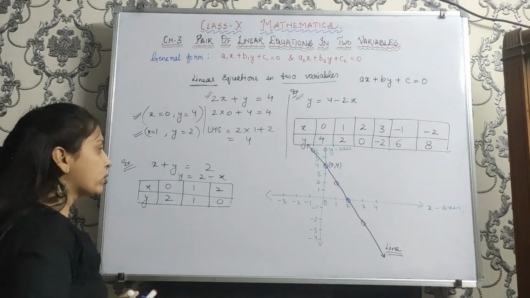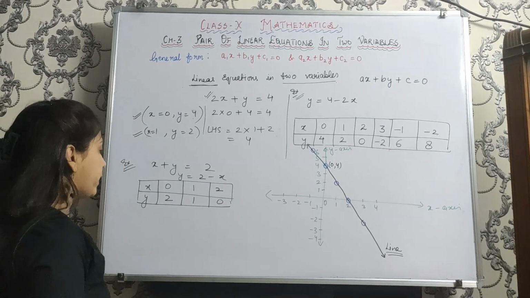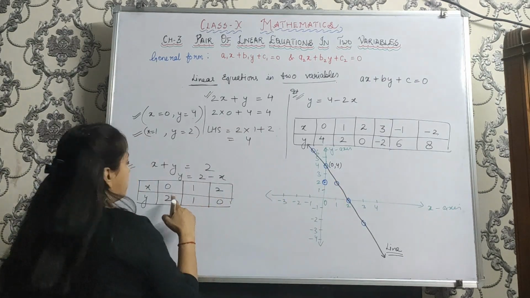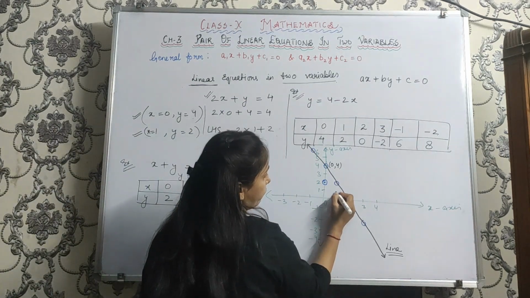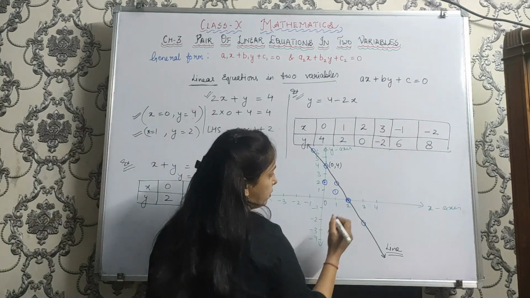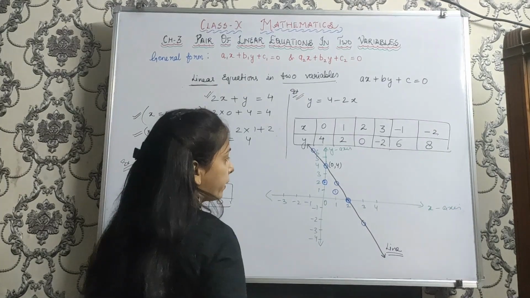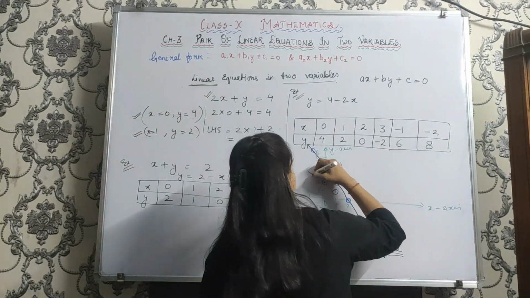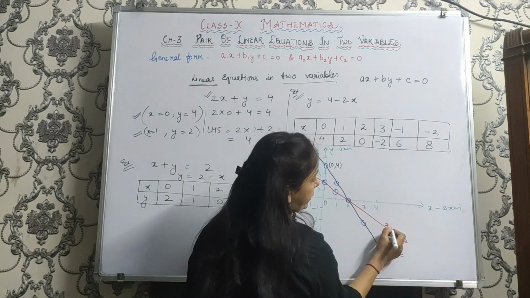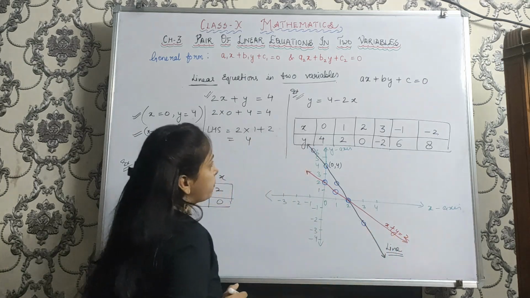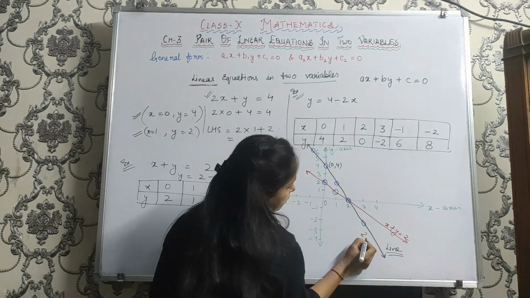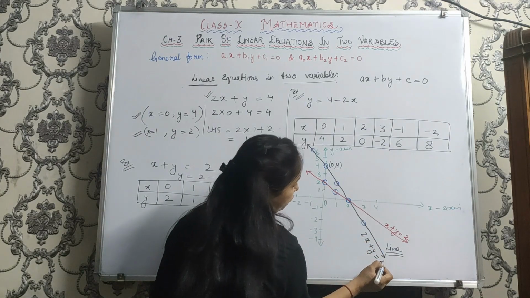So let's plot these 3 points on the graph again. X is 0, y is 2. When x is 0, y is 2 is here. X is 1, y is 1 is here. And the third point, x is 2, y is 0 is here. So when I draw a graph for this equation, what will I get? Again I will get a straight line. So here I am getting this line. So this represents the equation x plus y is equal to 2. And this black one was the initial equation, which was 2x plus y is equal to 4.